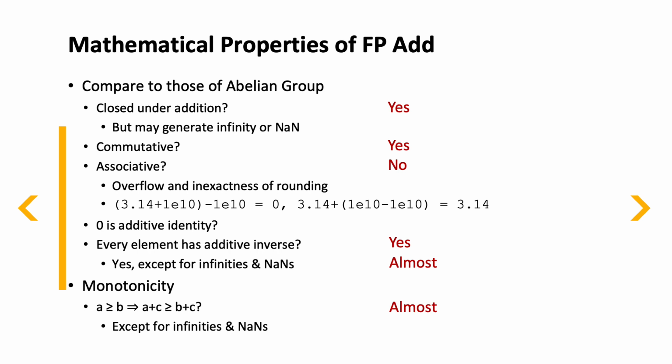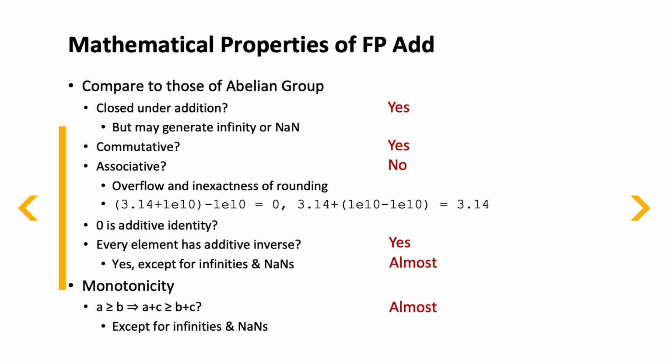So first of all, are floating point numbers closed under addition? Yes, they are. Remember that means we're talking about set theory, where if we apply an operation to two elements of the set, we're guaranteed to get another element of the set out of the other end of the operation. That's true for floating point numbers, but we want to keep in mind they might generate an infinity or a not a number. It's still something we can represent with floating point representations, so it's closed under addition, but it might end up giving us one of those special values.